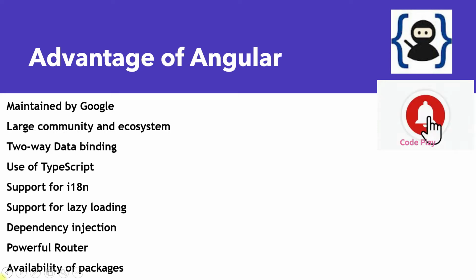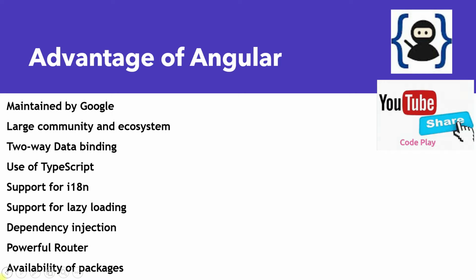TypeScript is a superset of JavaScript. So when we compile our code, TypeScript is converted during compilation into JavaScript, which is called minified JS.